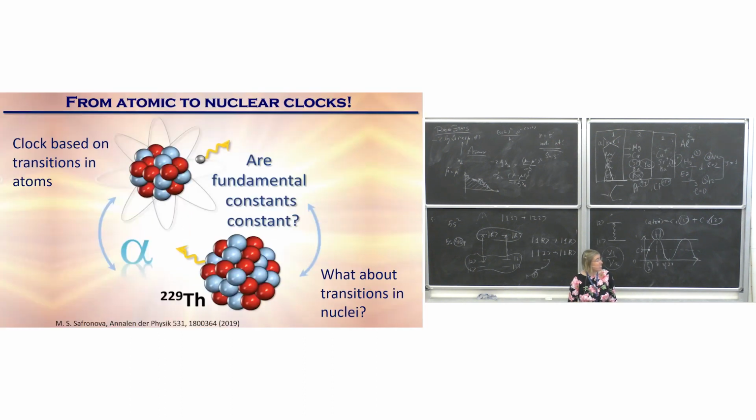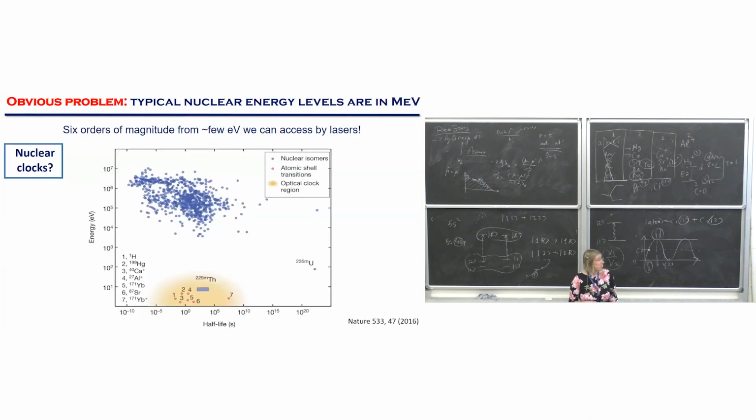But the other idea is to build nuclear clocks, and that's one of the projects which I've been working on. Here are typical energies of nuclei. Here are typical energies of atoms. Thorium is somewhere right here. It's the only one. There is another, uranium, at about 89 eV, but there is nothing anywhere close. So for now, we are stuck with one system which we can work with.